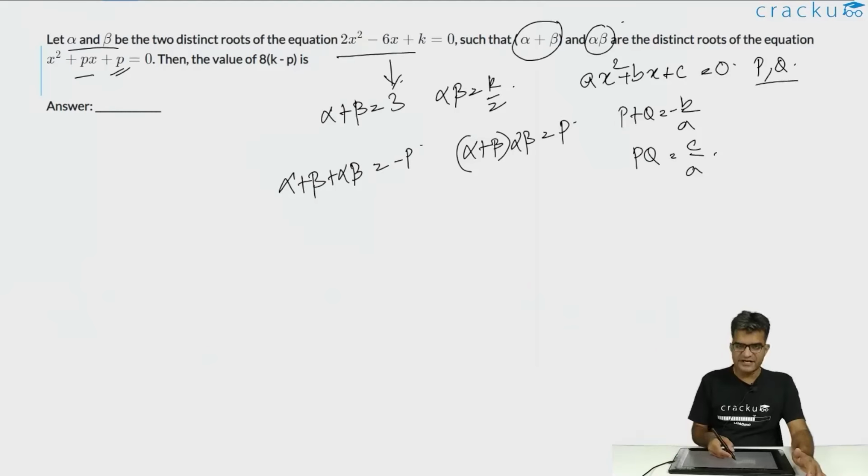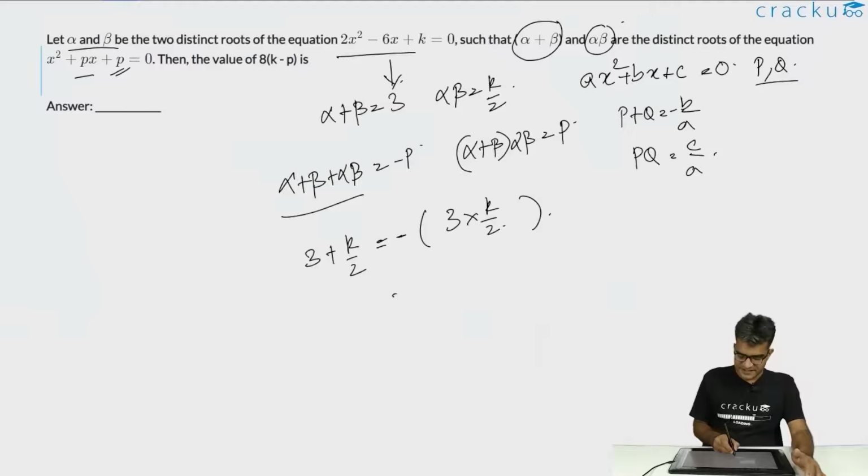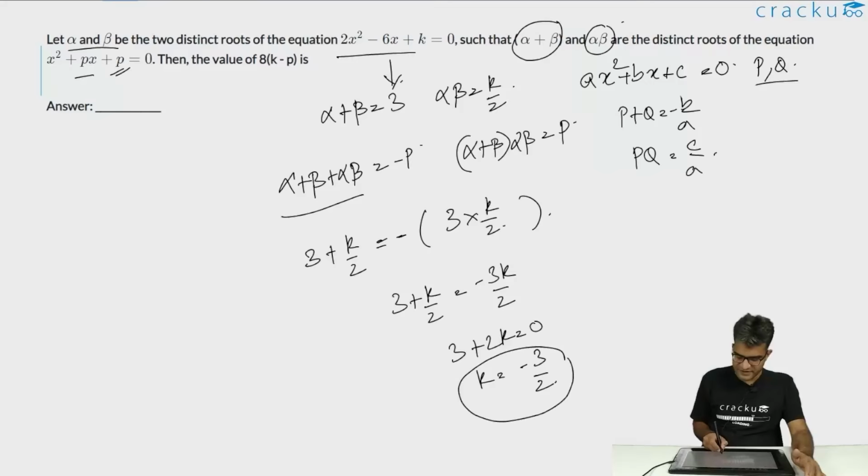So we can get an equation. What is the value of alpha plus alpha beta? That is 3 plus k by 2 is equal to minus of 3 into k by 2, or 3 plus k by 2 is equal to minus 3k by 2, or 3 plus 2k is equal to 0, or the value of k is equal to minus 3 by 2. This is the value of k.